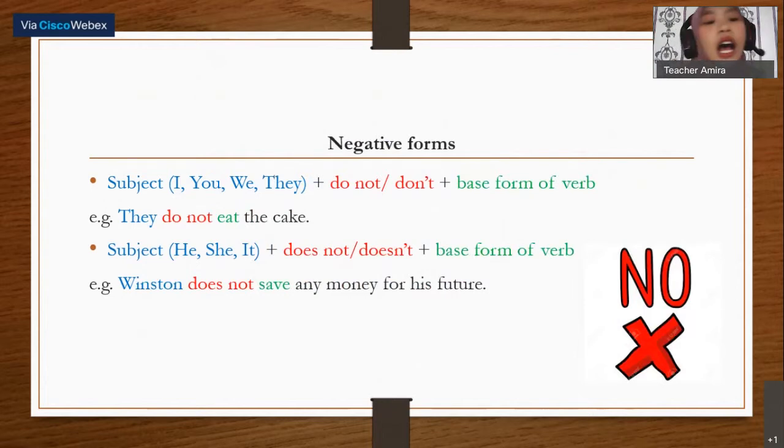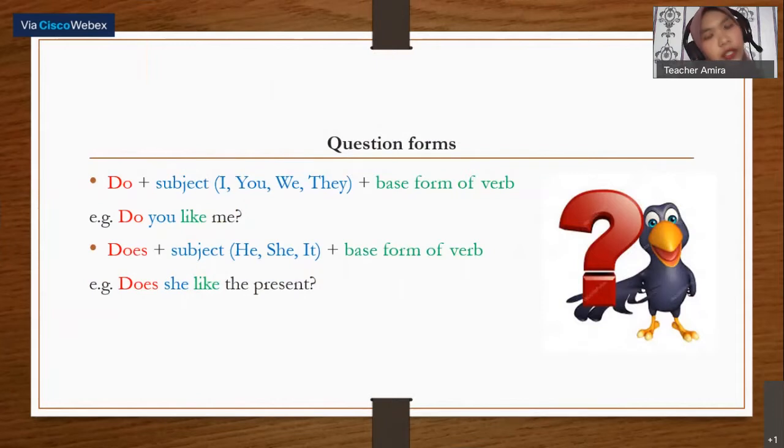All right. Okay, let's take a look at the next slide. Ta-da. Question forms. Okay, question. For question, it is a bit different from the positive and negative form because the subject is not at the front, not at the beginning of the sentence. The subject is after the auxiliary verb do.